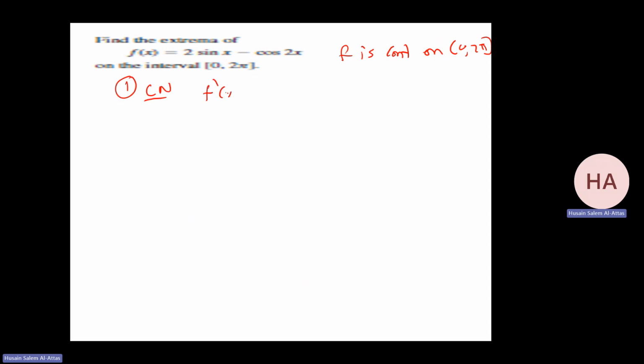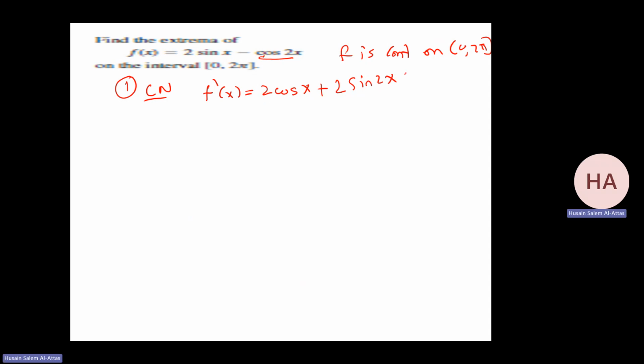How to find critical numbers? Find f prime. It will be minus 2 cosine x, I'm mixing things up. What's the derivative of 2 sine x? That will be 2 cosine x. This one: minus 2 plus 2 sine 2x. The derivative of cosine 2x is minus sine 2x times 2, so this is times minus, that will be 2 sine 2x. This always exists.